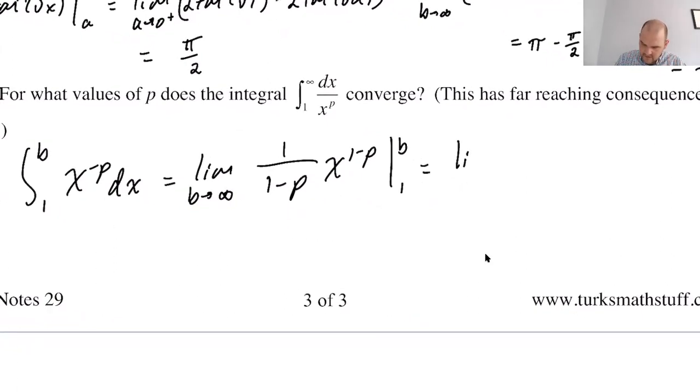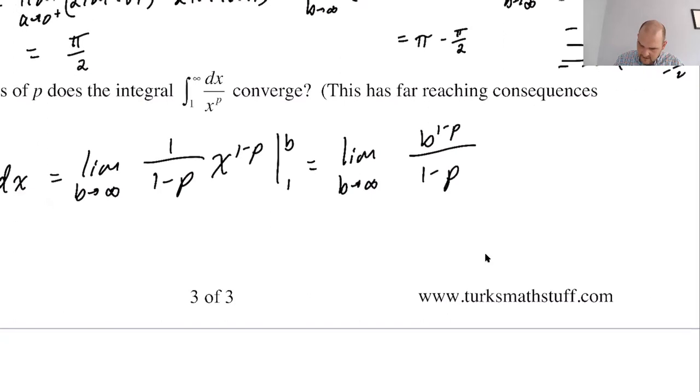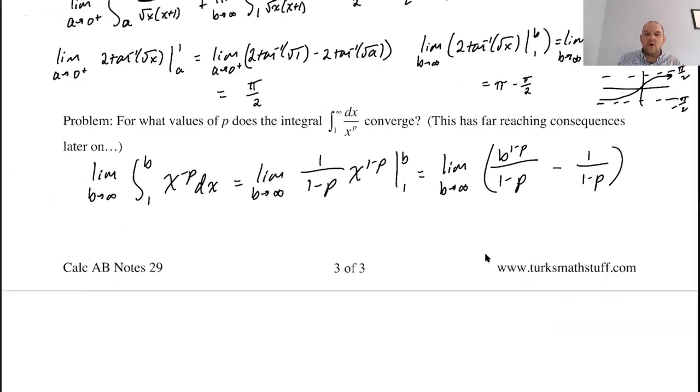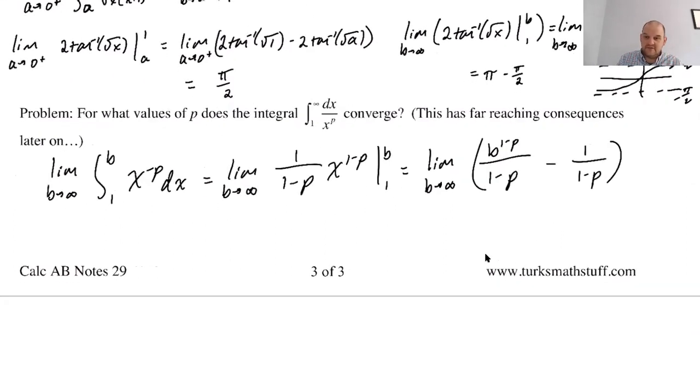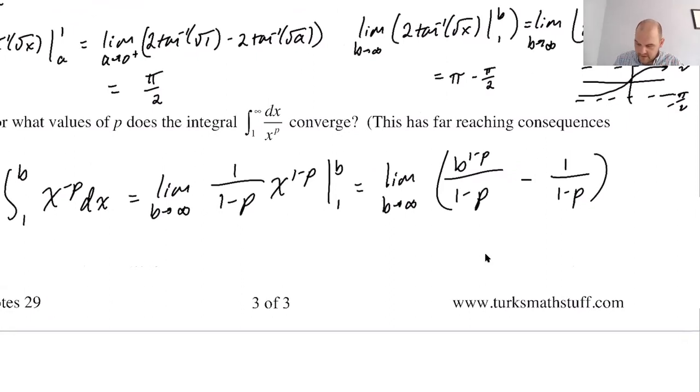So this is the limit as b approaches infinity of b to the 1 minus p over 1 minus p, minus, when we plug in 1, we just get 1 over 1 minus p. Okay, and we could put the parentheses all the way here. It doesn't really matter. One of the things that you notice immediately from this is that p cannot equal 1. So right away you see p cannot be 1.